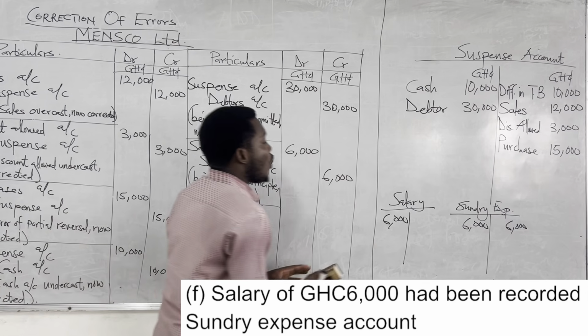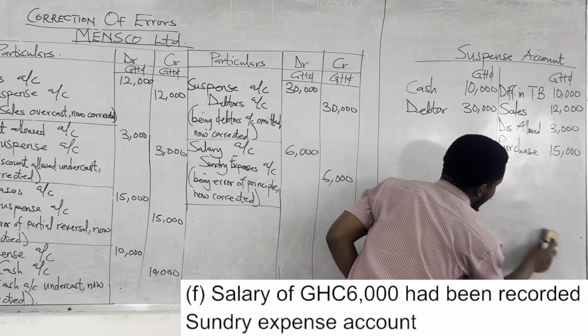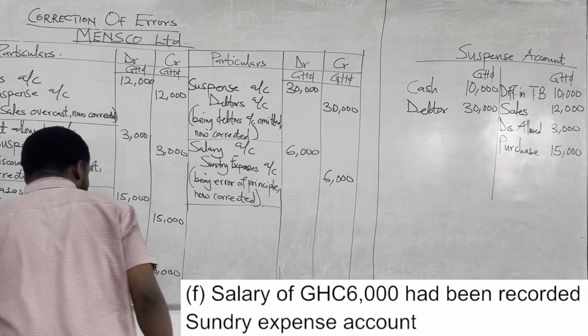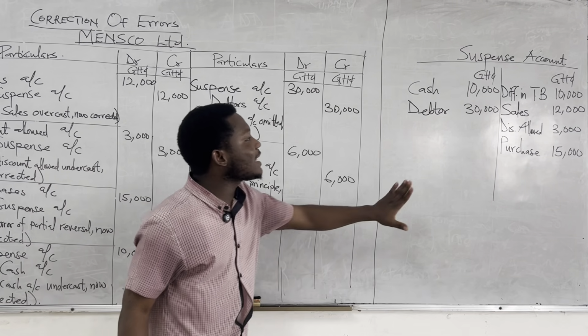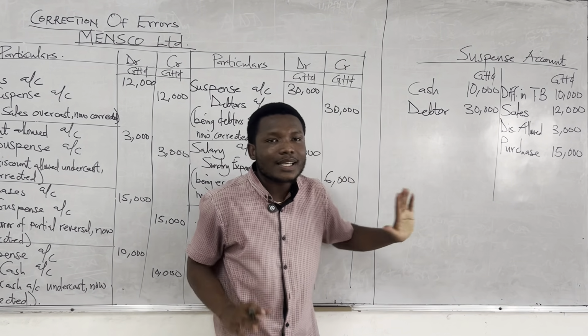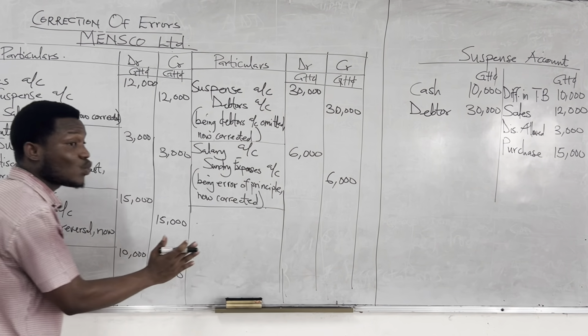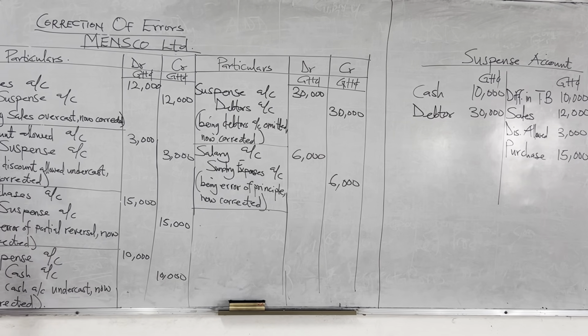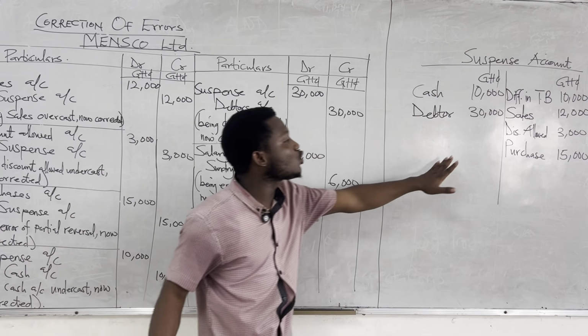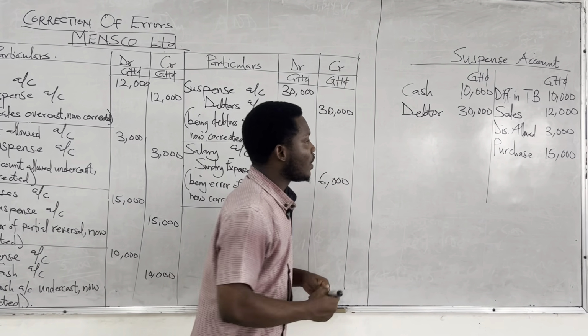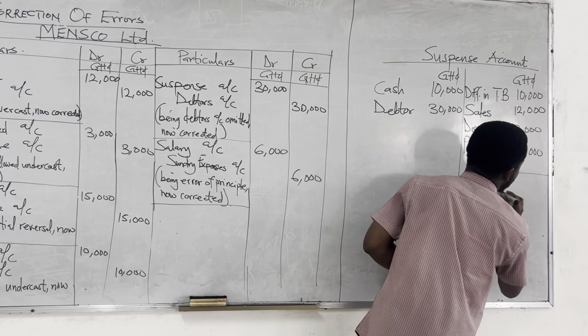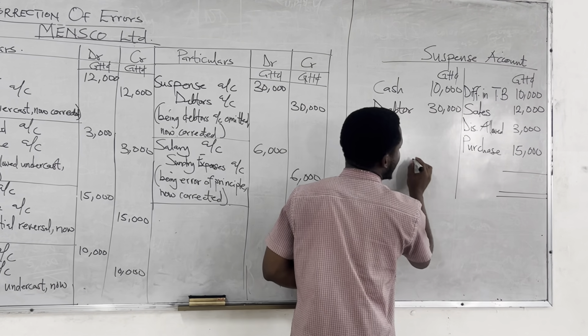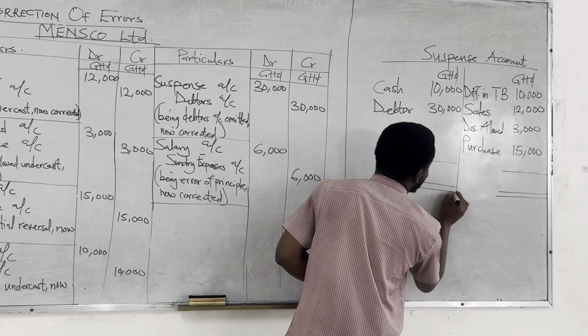Let's come and balance our suspense account. Remember, I told you earlier that if the suspense account refuses to balance itself, then it means what we have done here is wrong. We have to cross-check it again. So the suspense account has to balance itself. Now, let's balance the suspense account and see whether what we have done is right, which is the suspense account balancing itself.